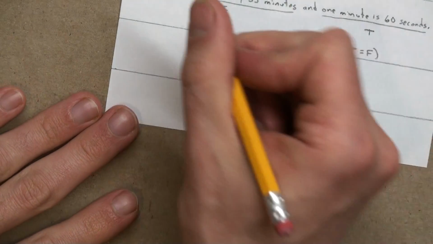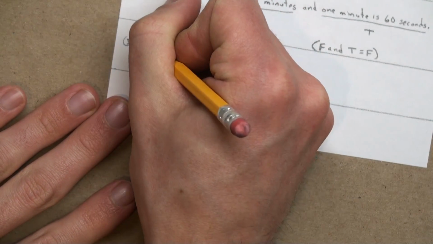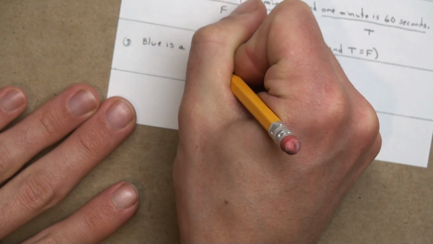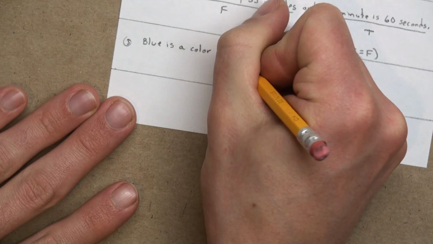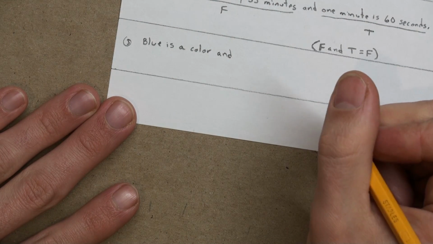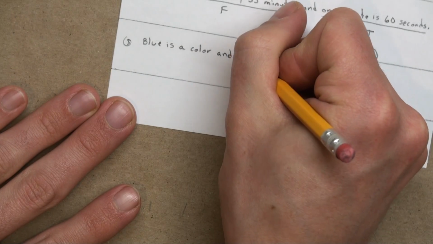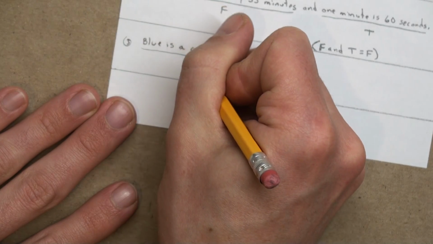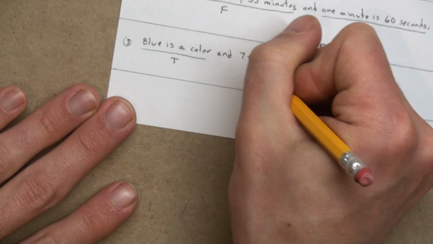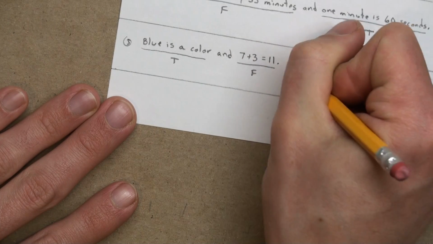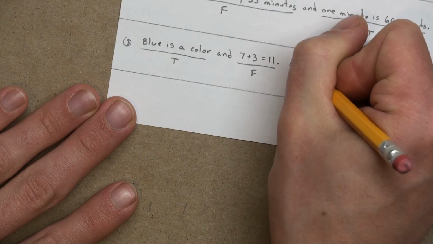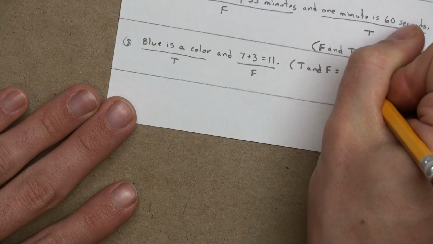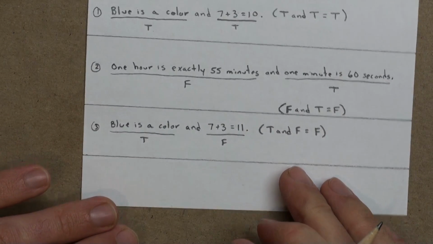So let's say the third example said something like blue is a color and 7 plus 3 equals 11. This first part, blue is a color, is true, but the second part is false. So when you have T and F, again you get false because they both have to be true.